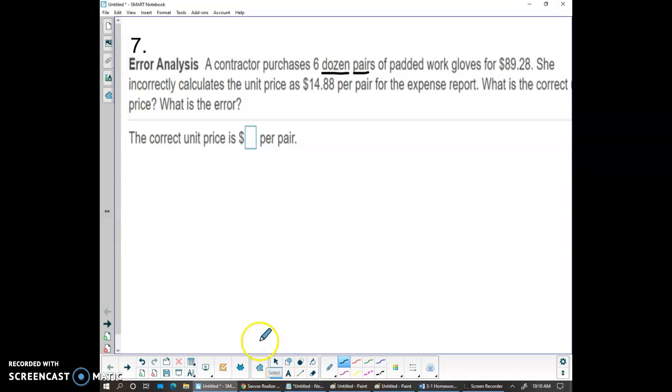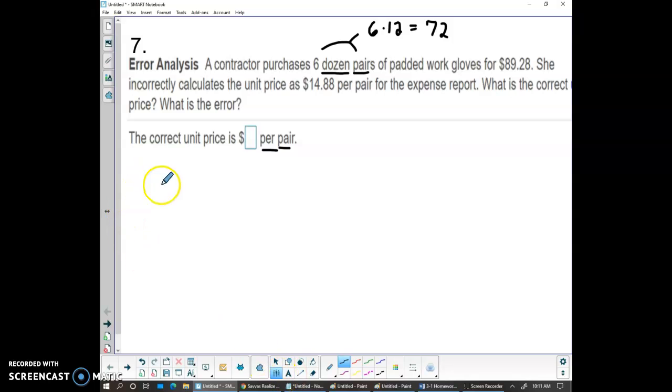Okay? So we need to figure out the price per pair of gloves. Now, see here, she bought 6 dozen pairs of padded gloves. She didn't buy 6 pairs. All right, she bought 6 dozen pairs. So how many gloves did she actually buy? Well, there's 12 in a dozen, so 6 times 12. She actually bought 72 pairs of gloves.